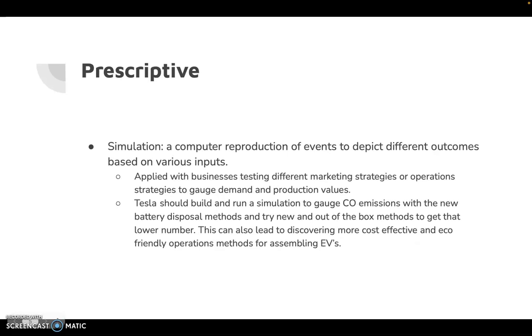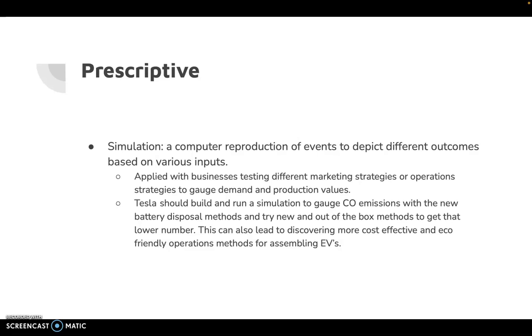For our prescriptive analysis, we have selected to use simulation, in which we use the computer to show us different sets of outcomes based on the inputs that we give it. This is commonly applied within business testing for marketing strategies or operations, so that they can then gauge what the demand for said product would be or certain outcomes.